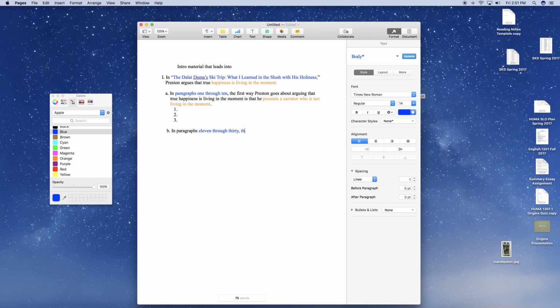The second way Preston goes about arguing that true happiness is living in the moment is that he, and now what does he do exactly, right? So we're making this to where we're breaking off, or other classes anyway have broken off the distinction. Let's say around 30, before he gets run over, he and his entourage get run over by the teenage girls.